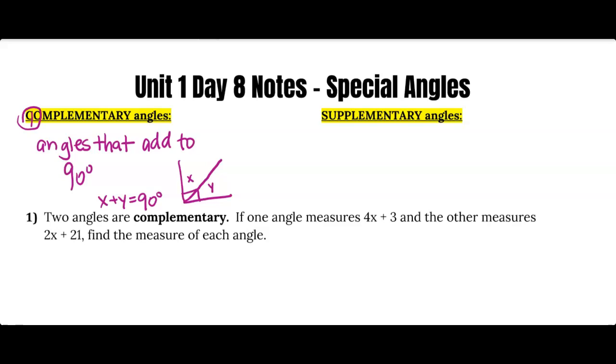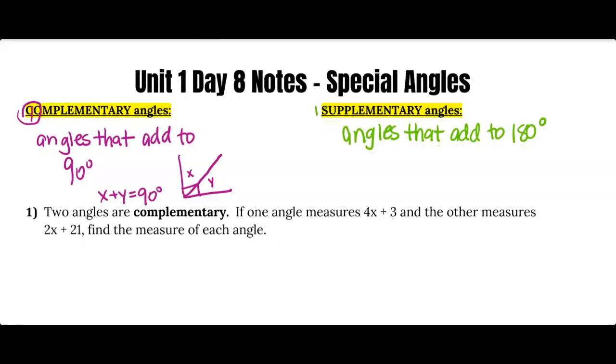Supplementary angles are angles that add to 180 degrees. One way to remember that is you could stick a little 1 out front, cross that off, and put a top over there, and it forms 180 degrees. They might look something like this, and then you would have that X plus Y is equal to 180 degrees.